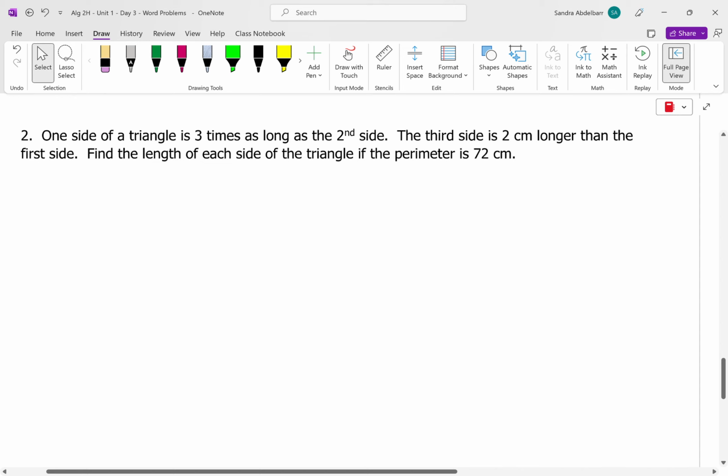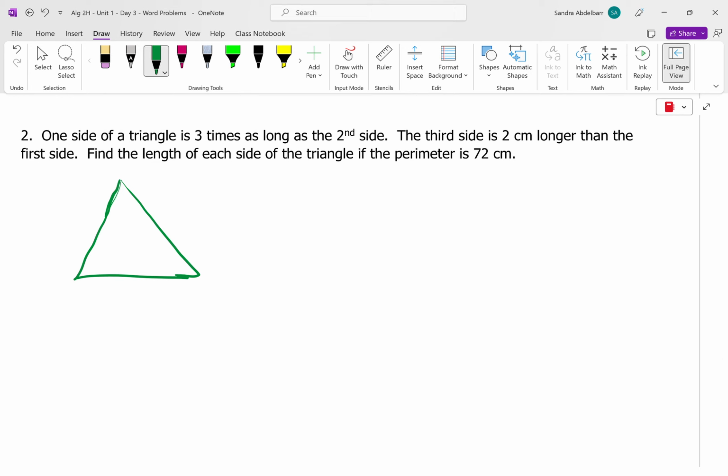Right. One side of a triangle is 3 times as long as the second side. The third side is 2 centimeters longer than the first side. Find the length of each side of the triangle if the perimeter is 72. First thing I'm going to do is draw a triangle. So they say one side of a triangle. I'm going to call this the first side.